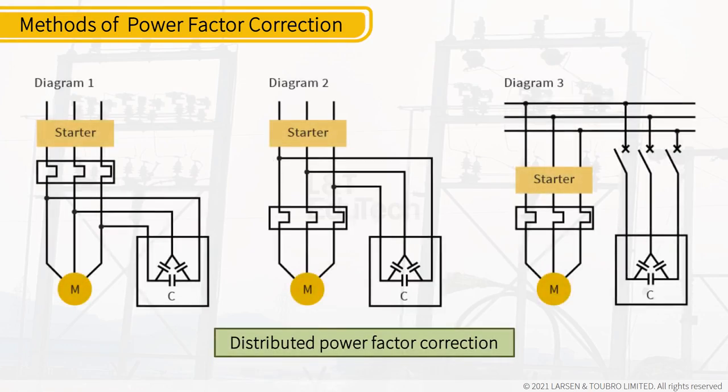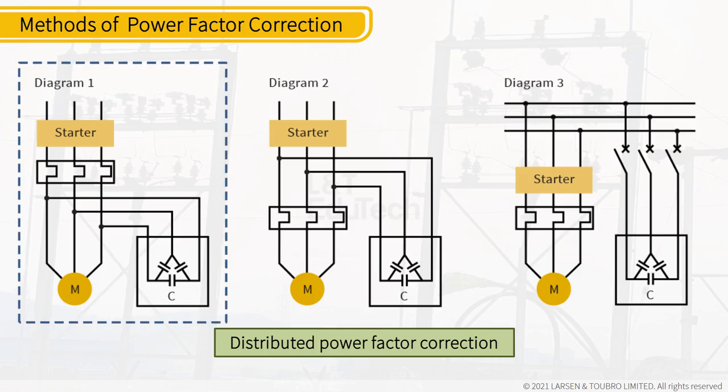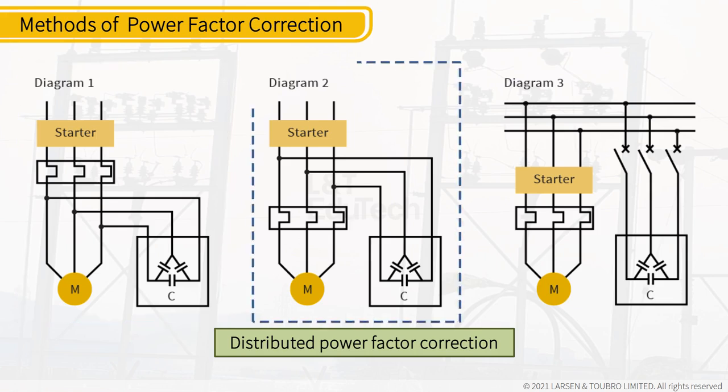Let's discuss the methods of power factor correction. Different methods of power factor correction are shown for your information. Let's start with diagram 1 and follow the clockwise direction. Diagram 1 shows capacitors connected before the thermal element of the relay in the starter of the motor. Diagram 2 shows capacitor connected after the thermal element of the relay in the starter of the motor.